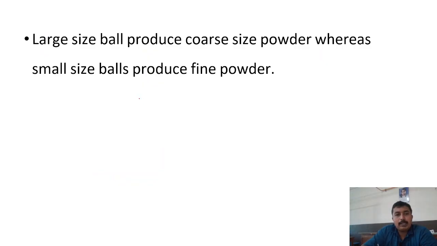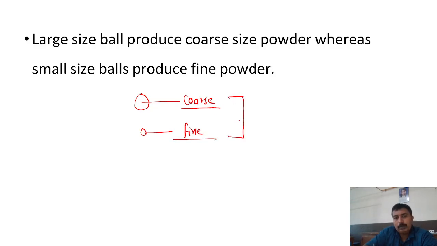Now, which size of stainless steel ball is preferred, whether fine or large? If you are using large size balls, they produce coarse powder material, whereas small size balls produce fine powder. Generally, in a ball mill, a mixture of both large as well as small size balls is used. So a certain number of stainless steel balls are large size, and a certain number are small size.